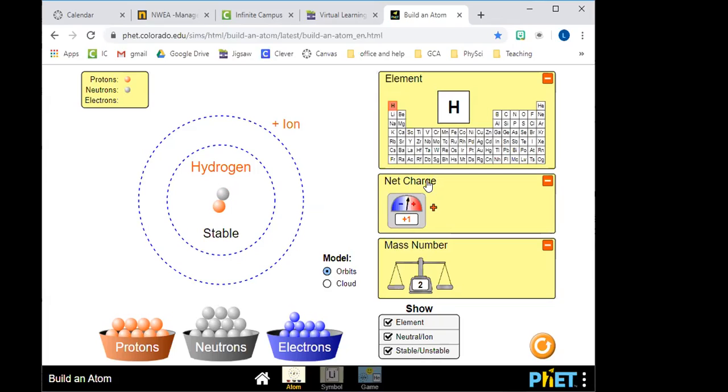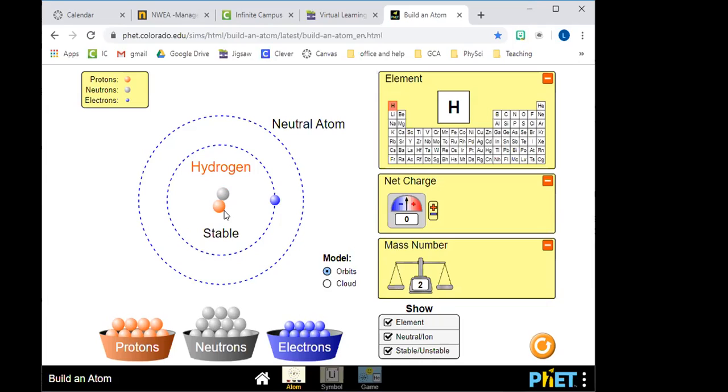So what can I do to neutralize the net charge to get that to 0? Hopefully you said to add an electron, because every negative electron will balance out a positive proton. So there's a plus for a minus. Nicely balanced, our net charge is 0, and we have a stable hydrogen atom.